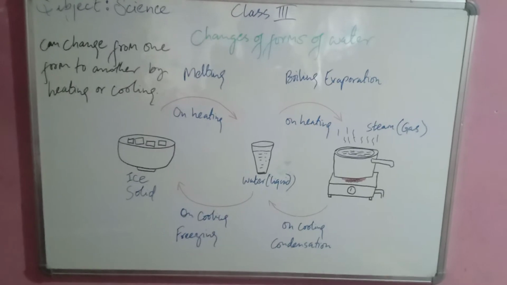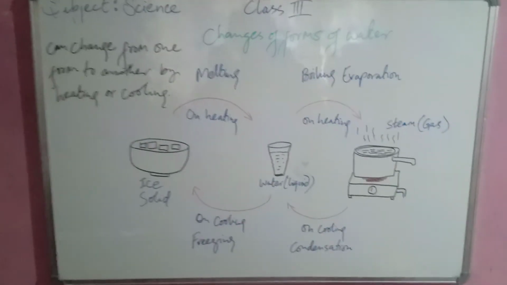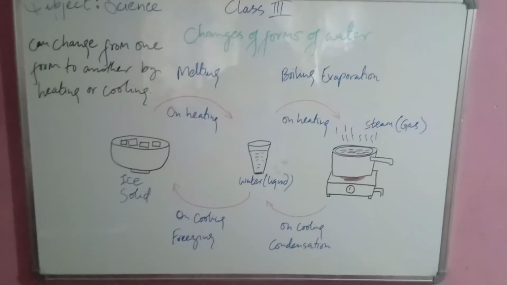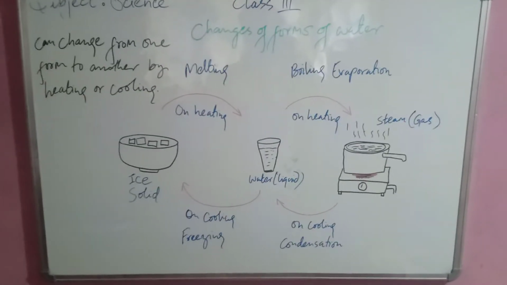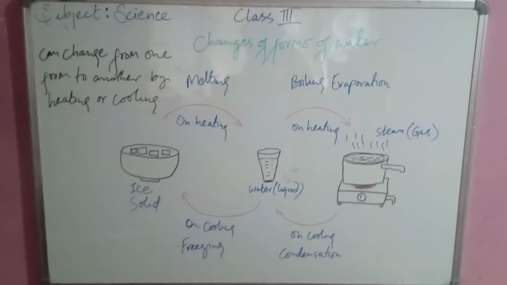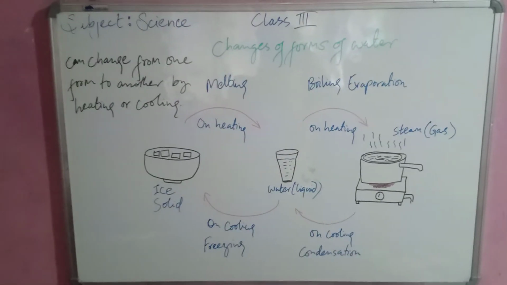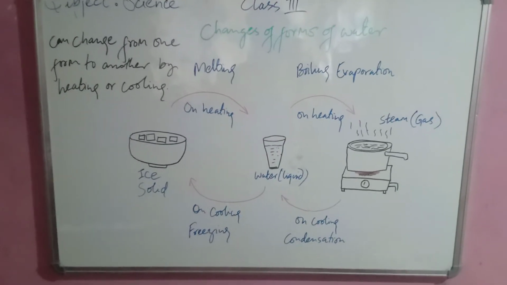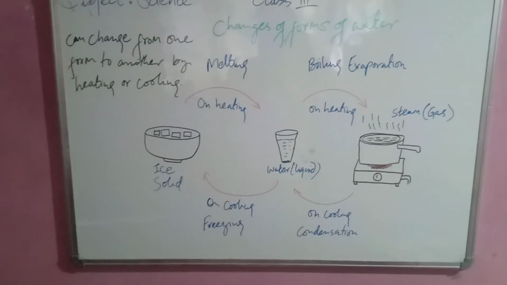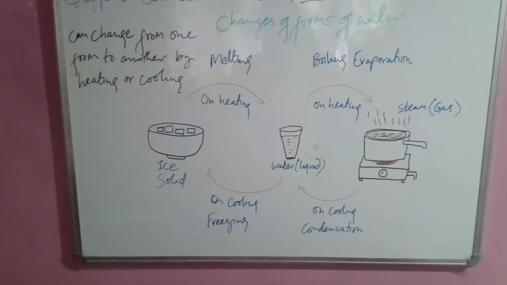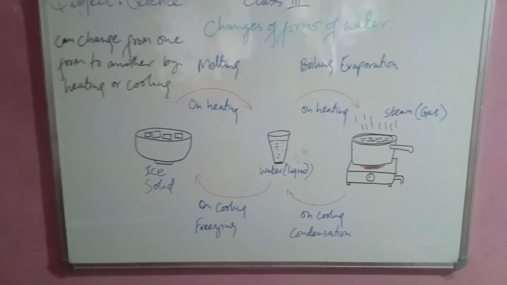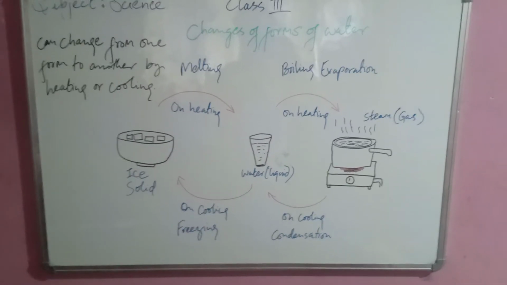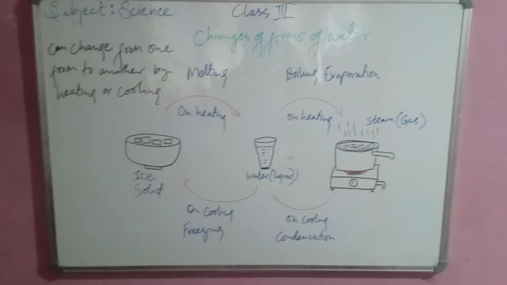So changes of form, how this actually works, how this changing of form from solid to liquid and liquid again into solid. So we can see in your textbook, there is a diagram below the paragraph, where it shows the three forms of water, solid, liquid, and gas, and they can change from one form to another by heating or by cooling.